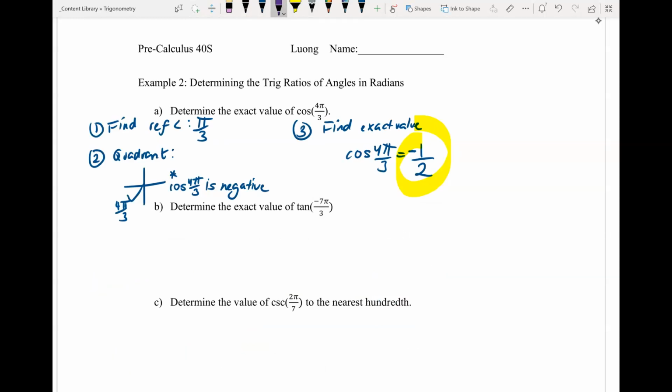For our next question, we're going to determine the exact value of tan negative 7 pi over 3. So our very first step when doing this one, because negative 7 pi over 3 is not a part of our regular unit circle from 0 to 2 pi, I'm going to find another angle that's very similar. So we're going to find the coterminal angle then.